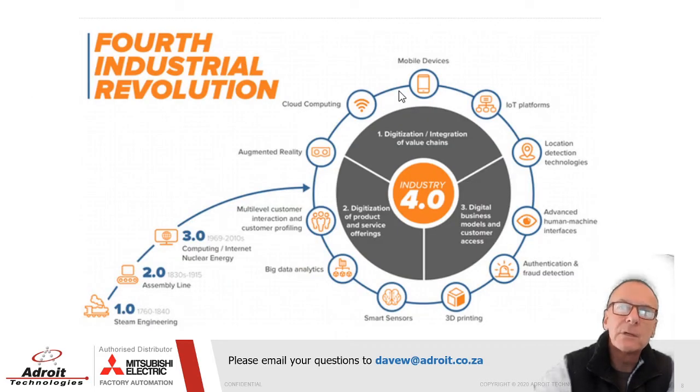Again, I'm not going to spend too much time. You know about the fourth industrial revolution, but one was steam, assembly lines, computing, internet, nuclear, and the fourth one is all about digitization and the coming together of cyber and physical systems.